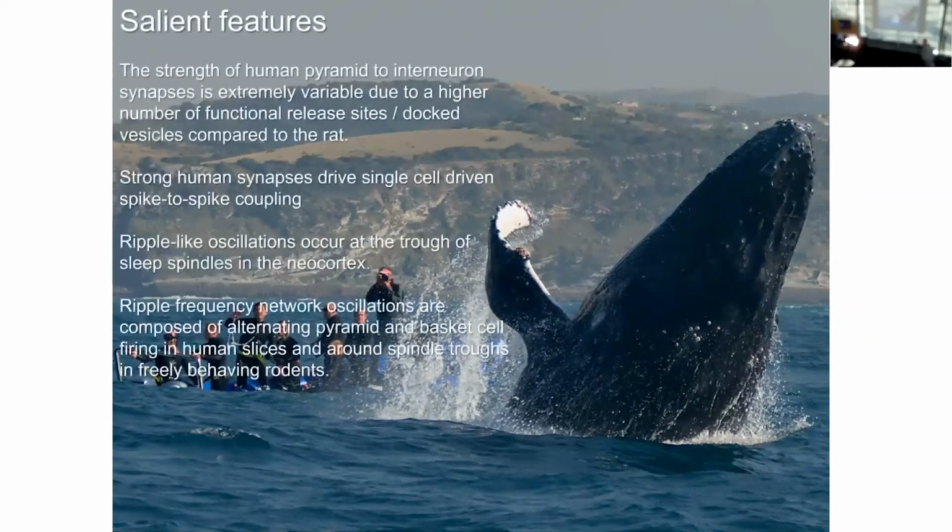Those features are: the strength of human pyramidal output synapses can be huge on interneurons and weak on pyramidal cells. These synapses can drive postsynaptic cells to fire, so there is spike-to-spike coupling. Ripple-like oscillations occur at the trough of sleep spindles. These ripple frequency oscillations are composed of alternating pyramidal and interneuron firing and can be observed in the rodent and also in the human.